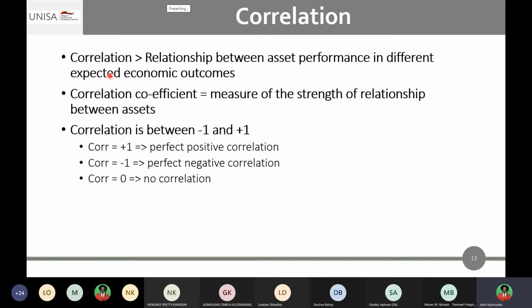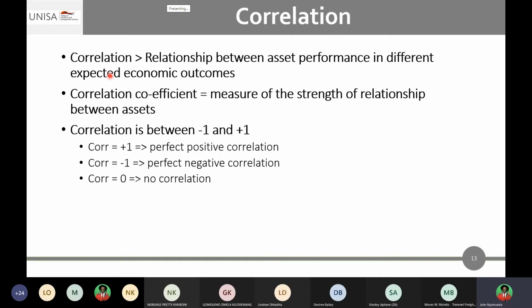But they behave so differently. Let's say you were holding a share for mining versus a share for a bank or for a supermarket, they don't behave in the same way. If you had a portfolio with shares for Vodacom and MTN, we can see that they behave in a similar way because they are the same kind of company. Different companies, but they are the same type, the same business.